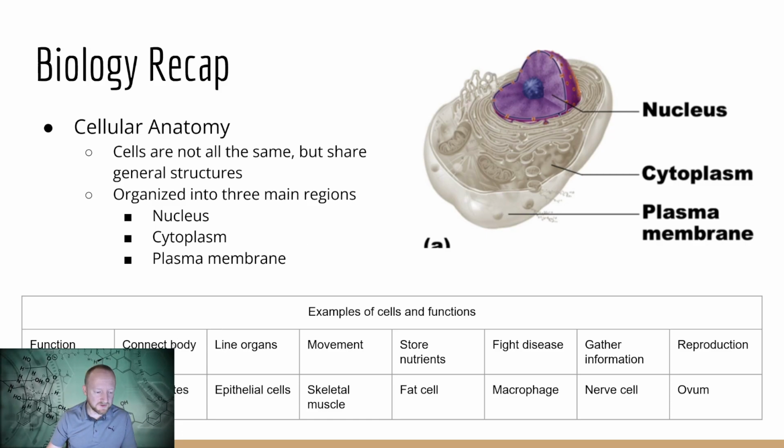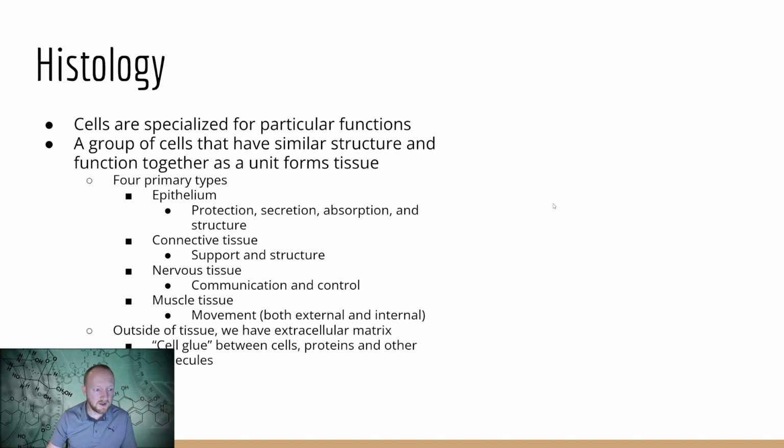Some examples of cells and their functions: connect body parts, erythrocytes. Maybe it's not the most obvious example, but blood is traveling through, connecting our cardiovascular system with all the cells of our body. They might line organs, such as epithelial cells, epithelium meaning the outside layer. Movement, skeletal muscle, obvious one. Store nutrients, fat cells. Fight disease, macrophage. Gather information, nerve cells. Reproduction, ovum or eggs. You should know all this stuff, but I thought I'd just do a quick coverage.